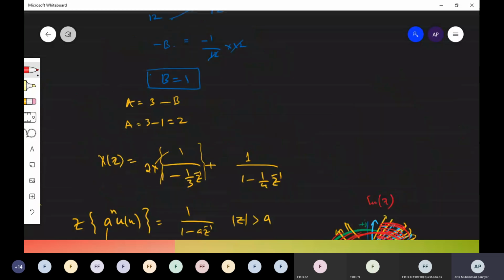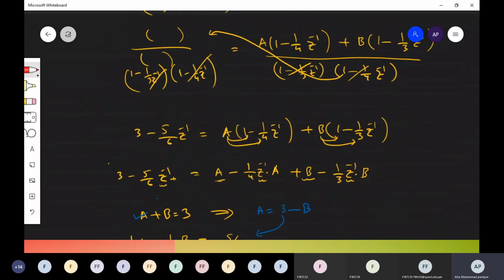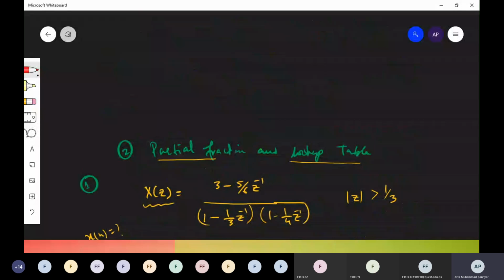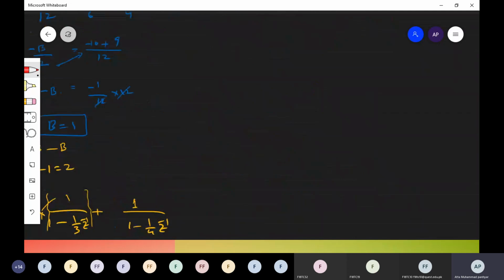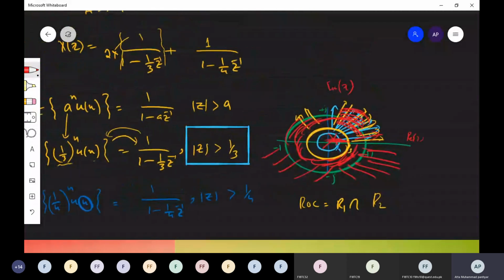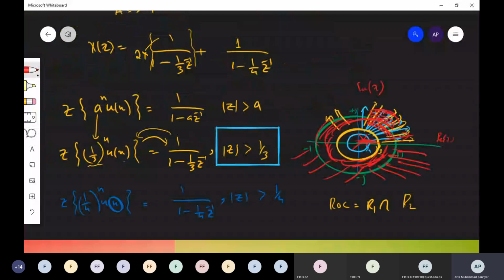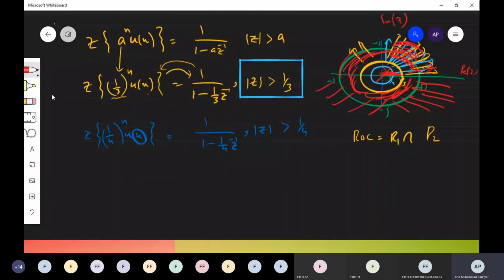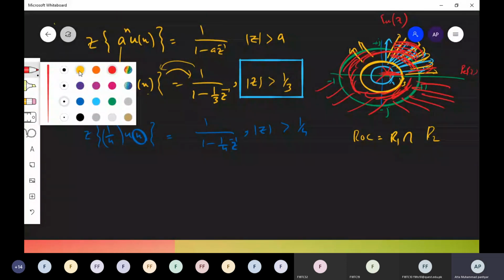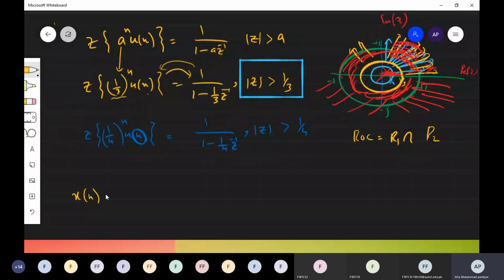Okay, so you can see the region of convergence for this signal was greater than 1/3, and now we can see that these are the only possible sequences from where we are getting the desired output. So last but not least, we can say that the final output, the inverse of the signal, is 2 times 1/3 whole power n u of n, right?